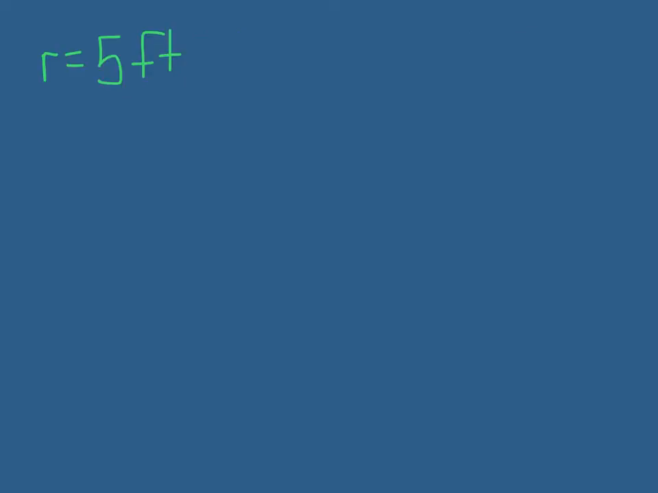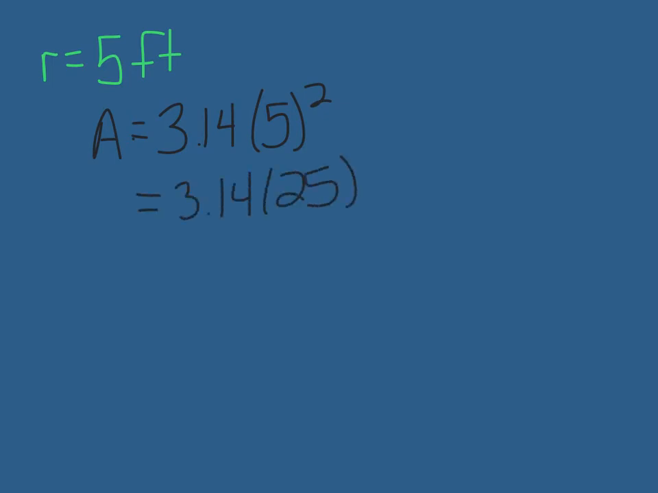All right, I want you to try this one on your own, where the radius equals 5 feet. So pause the video and work it out, and then come back and check against mine. Okay, so for this one, I have the area equals pi times r squared, 5 squared. So I have that equals 3.14 times 25. And then when I multiply that out, I get 78.5 feet squared. All right, I hope that's what you were able to get for that one as well.